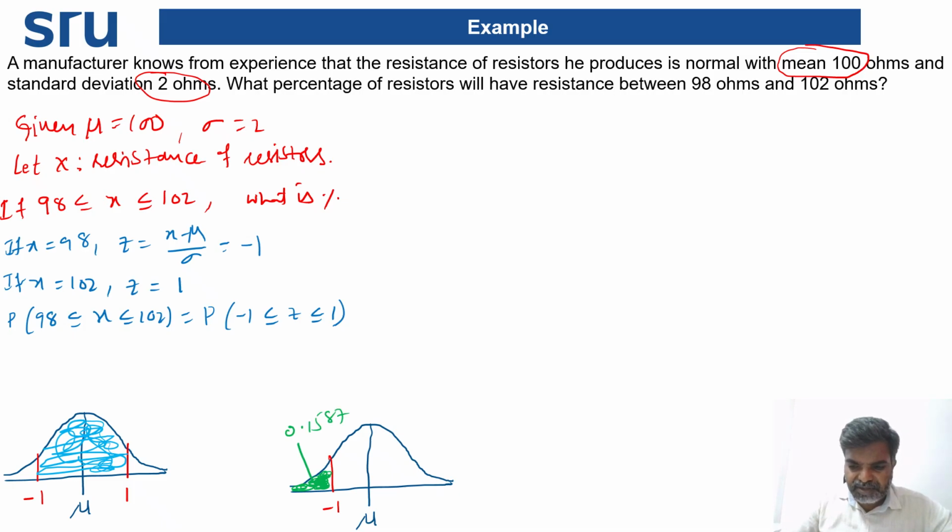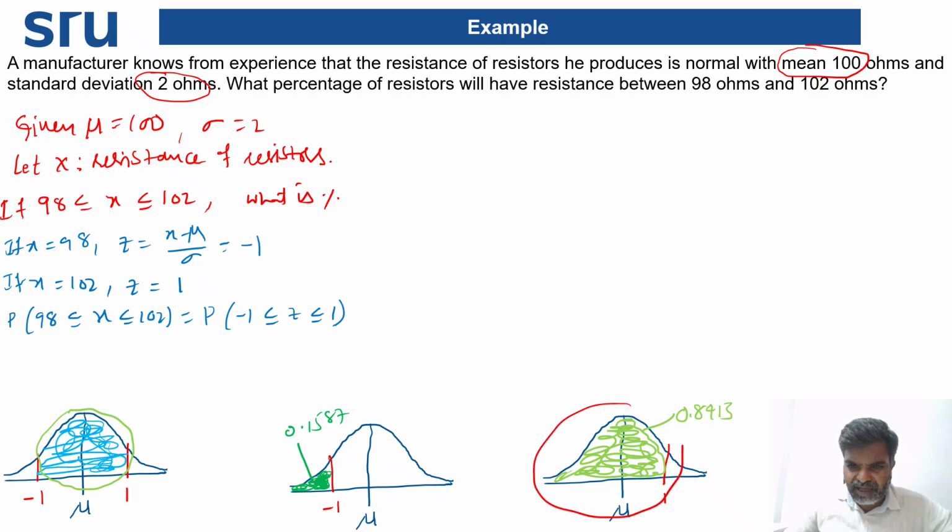Now the next one, if z equals 1, if you look in the table, it gives the left side area of z equals 1. So this is the area we can obtain from the table. This value from the table is 0.8413. What do you need here? The area between these two, -1 and 1. So it is very simple. From this total area, you have to subtract this part. That gives the required value.